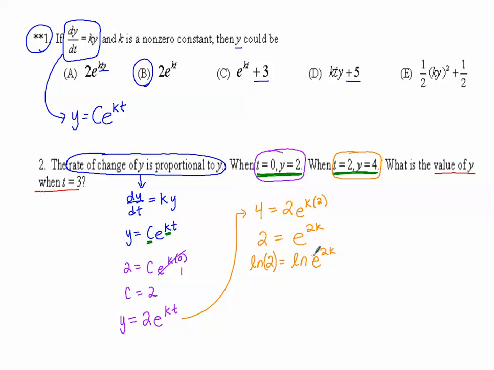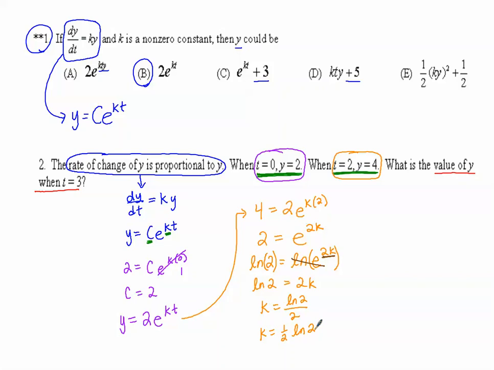Natural log of 2 and natural log of e to the 2k. This side has to remain natural log of 2. This side, the natural log of e, leaves just the exponent of 2k. Now I can solve for the k. Divide both sides by 2, and k equals natural log of 2 divided by 2. Or perhaps we'd rather write it as 1/2 natural log of 2.